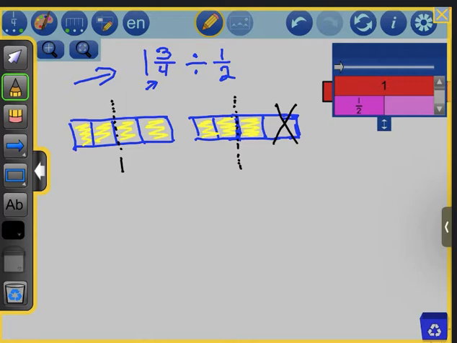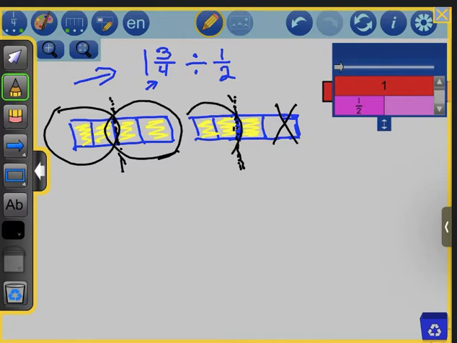Okay, so I just split it in halves, right? So that I can see my groups of halves. And so I have one group of halves, right? I have another group of halves. I have another group, I have another half, right? So I was able to get 1, 2, 3 groups that were the size of a half, right?